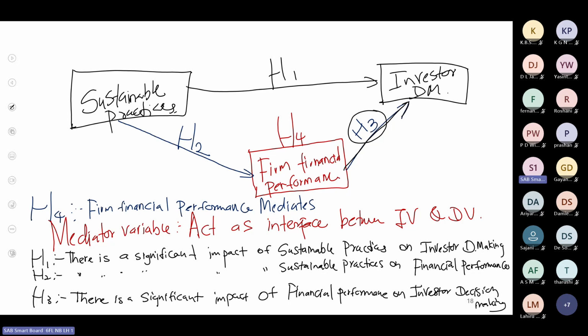Right? So that is what we are finding. So firm financial performance mediates the relationship between investor decision making and the sustainable practices. I write here the sustainable practices as SP and investor decision making as IDM.